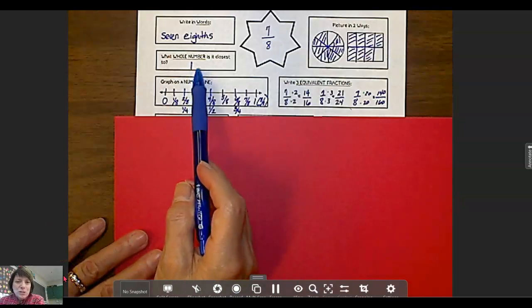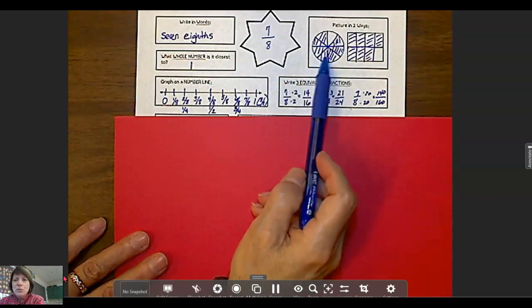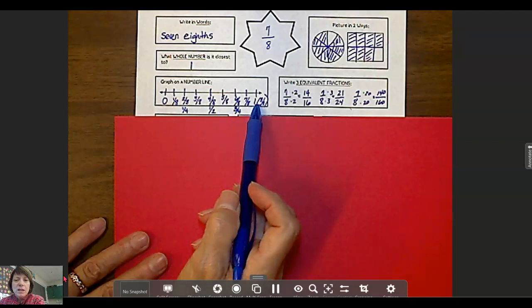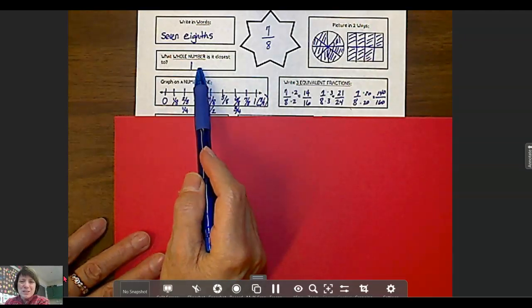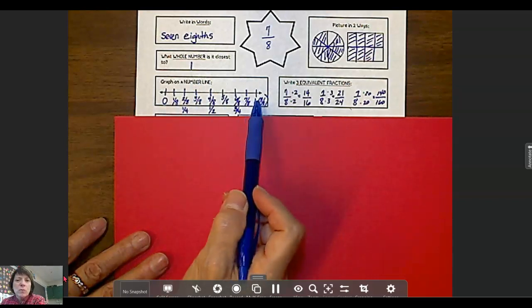It is closest to the number 1, as you might imagine. If you look at this, you can see we're very close to 1 whole. But I always like to graph it on a number line before I decide what number it's closest to. It just makes it a little bit easier for me. And so we know it's a fraction between 0 and 1.